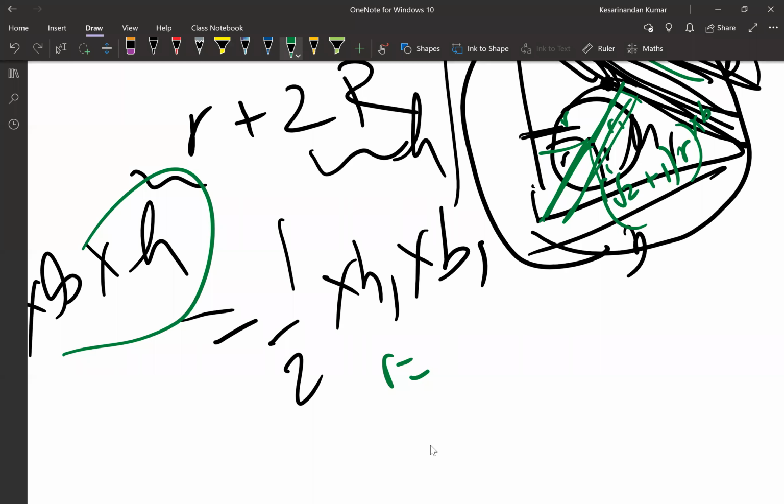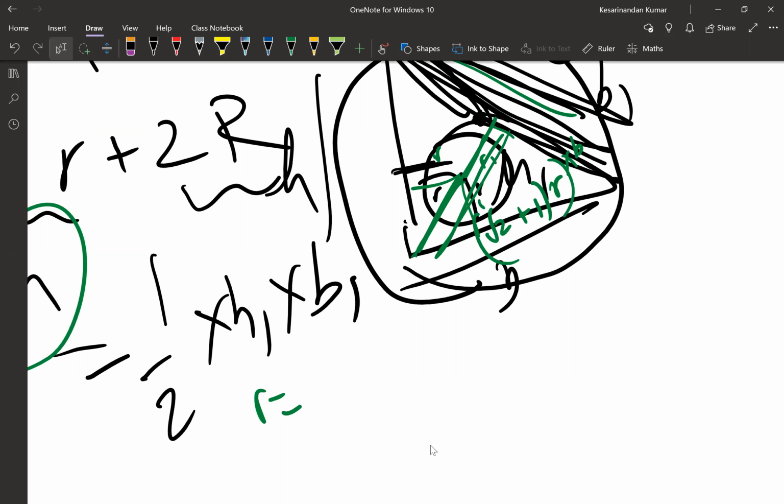Do one thing. Draw one right angle triangle and see if it matches.